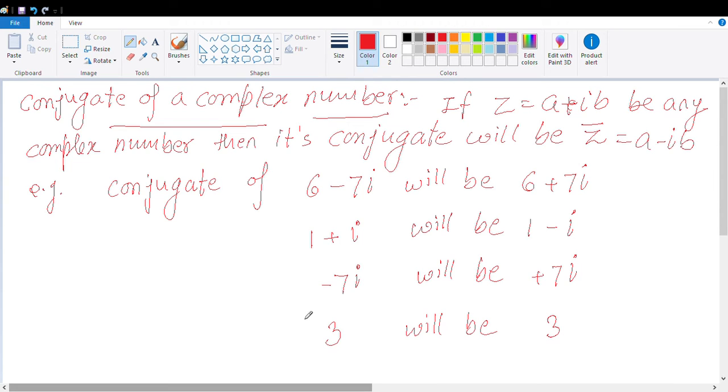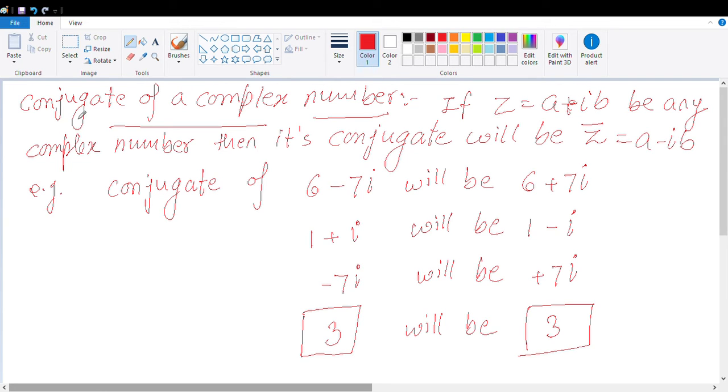In the last line, you just make sure and try to understand this. The last number is only a real number. This is not a complex number. And I told you for the conjugate of a complex number, you write minus i in place of i. So here there is no i, so there is no question of minus i. So conjugate of a real number is the real number itself.